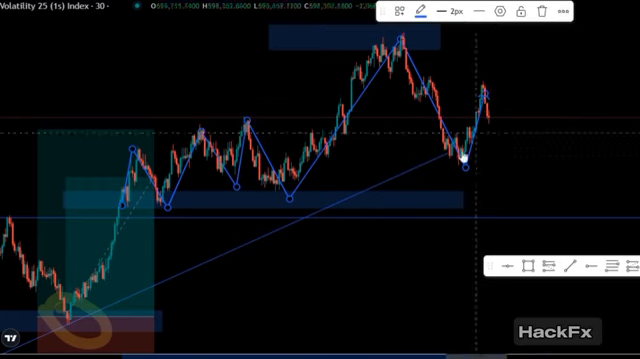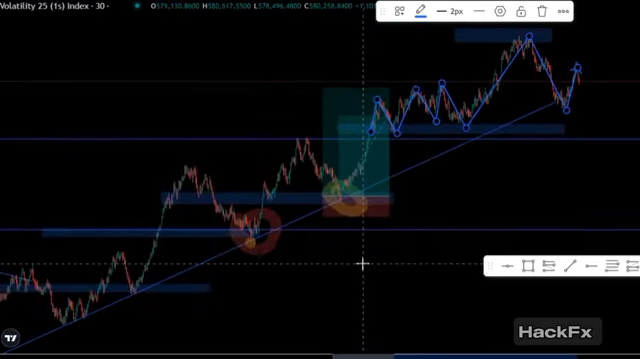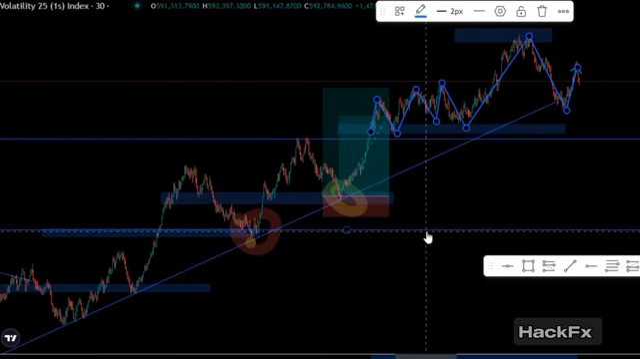So guys, this is basically how to use Fibonacci retracement in forex.